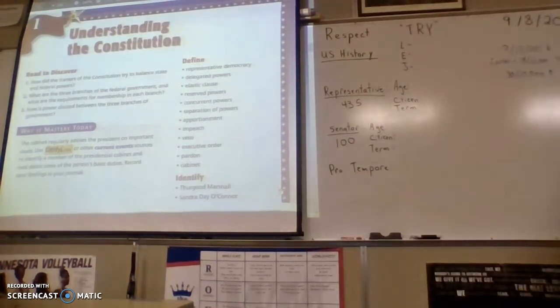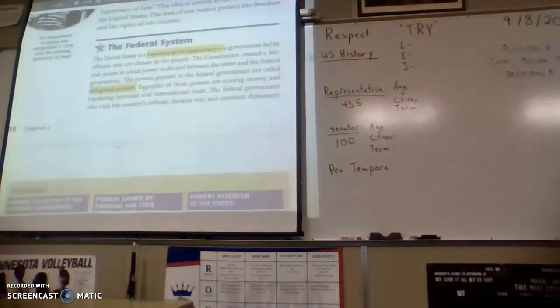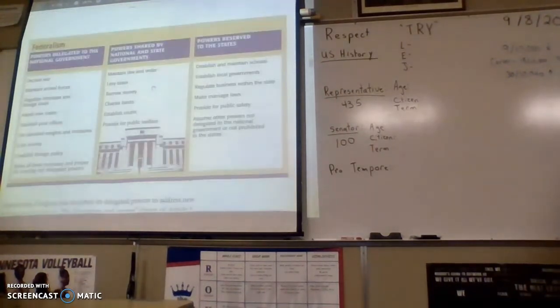The first thing we'll talk about is the representative democracy, which means that our officials are elected by the people. It's a government led by officials who are chosen by the people. And then there are three different parts of the federalism that we have: the federal government, the state government, and shared powers between the federal and the state. And these are the roles that each of those play.